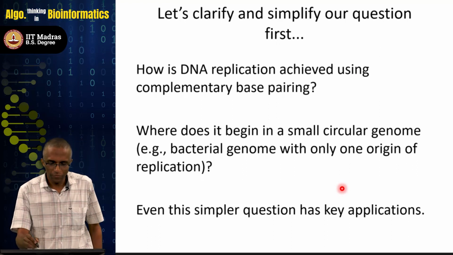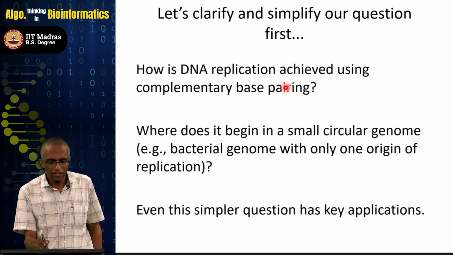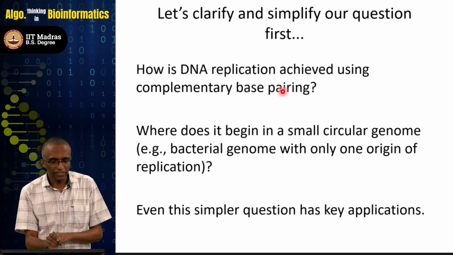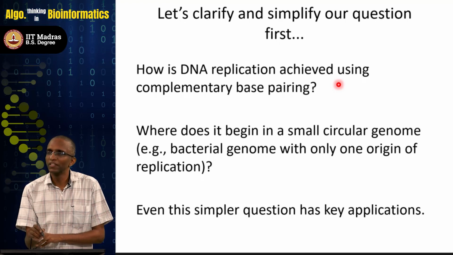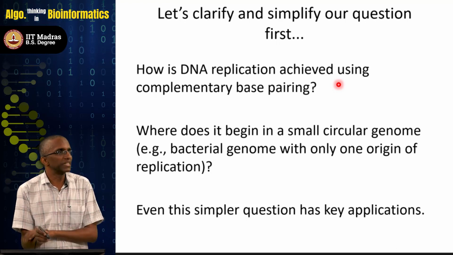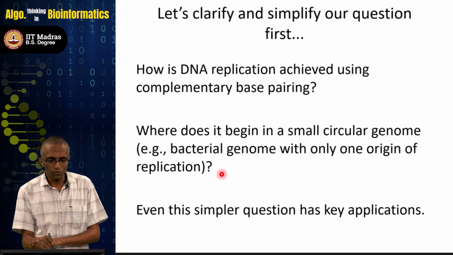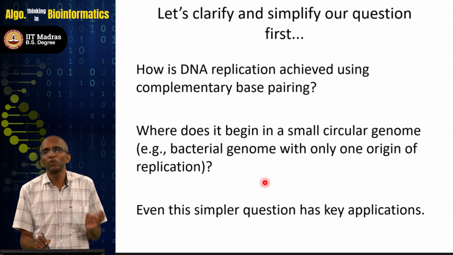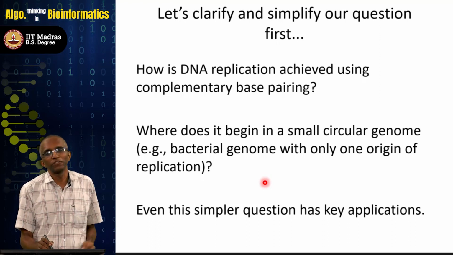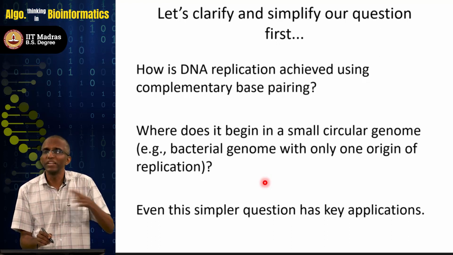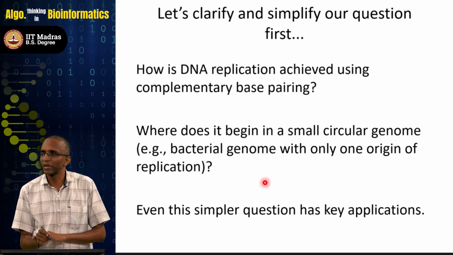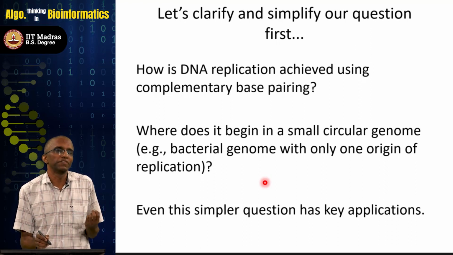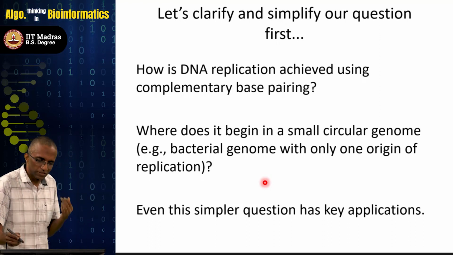Before we get into the question of where replication begins, let us first understand how complementary base pairing helps in the replication of DNA. We have seen in the glossary that A always pairs with T and G always pairs with C. How does this complementarity of bases help in DNA replication? We will use a cartoon picture, and look at where it begins in a small circular genome. We will not deal with the complexity of human genomes, where there may be many different replication origins. We will look at a very small circular genome, such as that of a bacterium, and see how we find where in that genome replication starts.